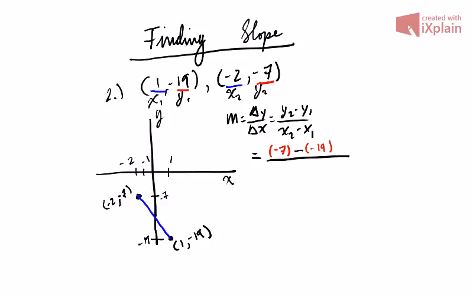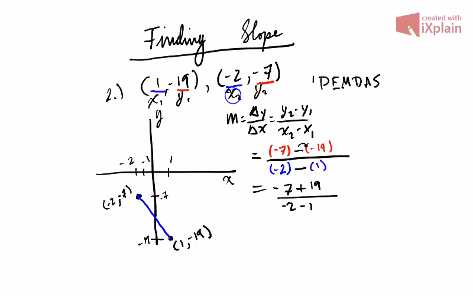So for the next substitution, I'm going to substitute in my x2 pairing, which is -2. And I'm going to subtract it from the first x pairing, which is 1. Simplify, I'll get -7. A negative times a negative is a positive, and I get 19. -2 minus 1, drop your parentheses. Remember that old saying, please excuse my dear aunt Sally. Okay? Make sure you take care of your order of operations.